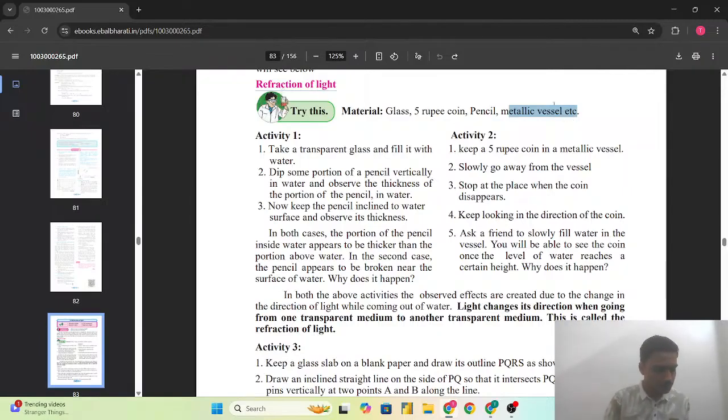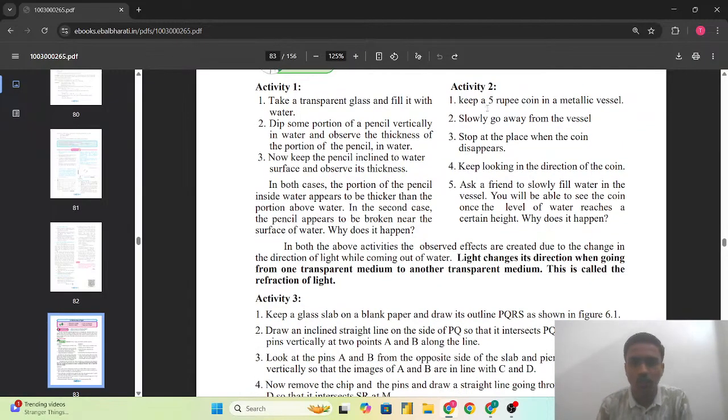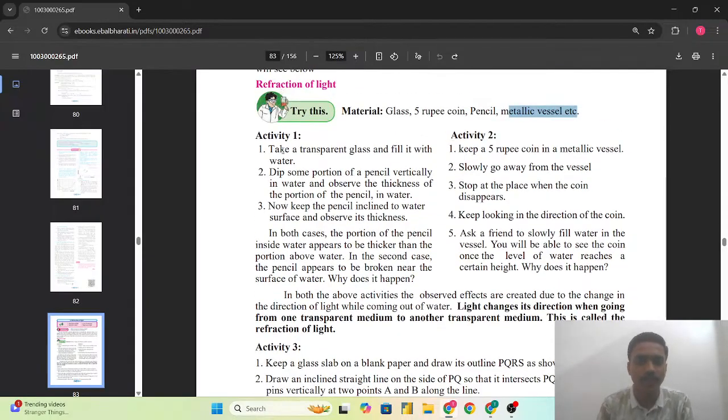So first, Activity 1 and Activity 2 are given. Activity 1: take a transparent glass and fill it with water. Dip some portion of the pencil vertically in water and observe the thickness of the portion of the pencil in water. Now keep the pencil inclined to the water surface and observe its thickness. Activity 2: keep a 5 rupee coin in a metallic vessel.